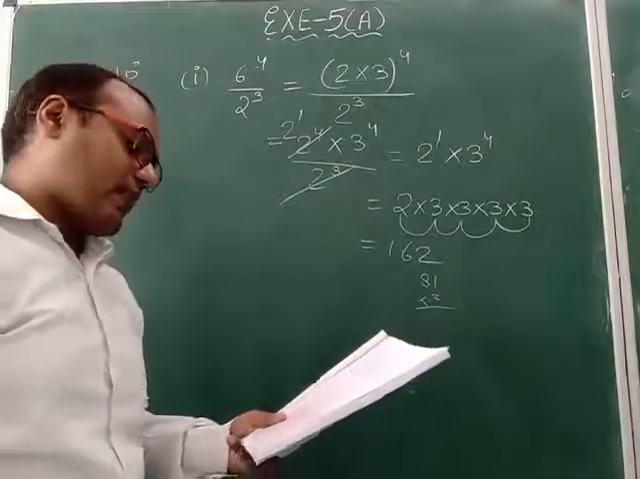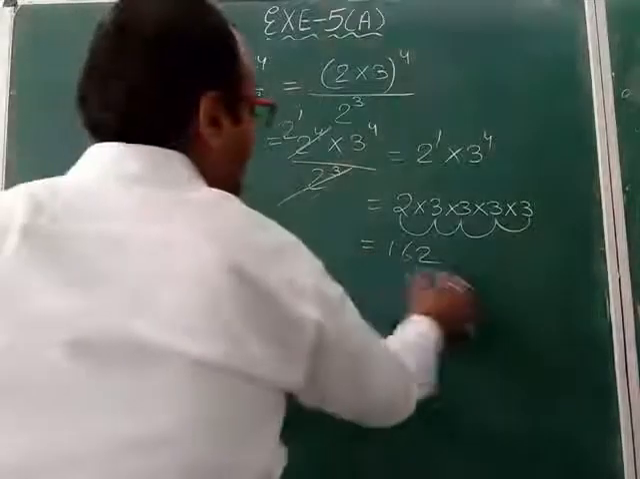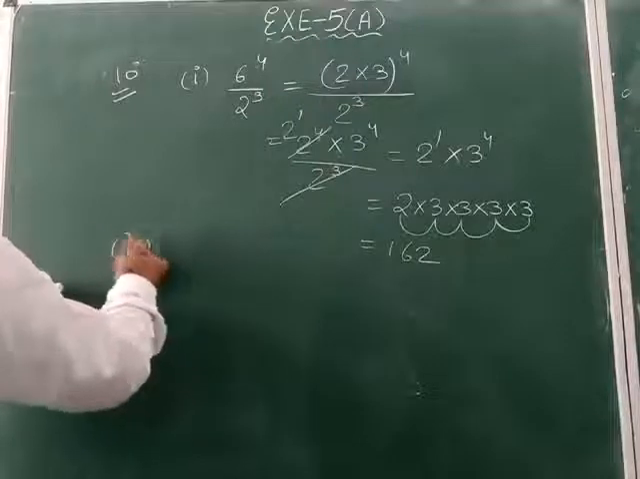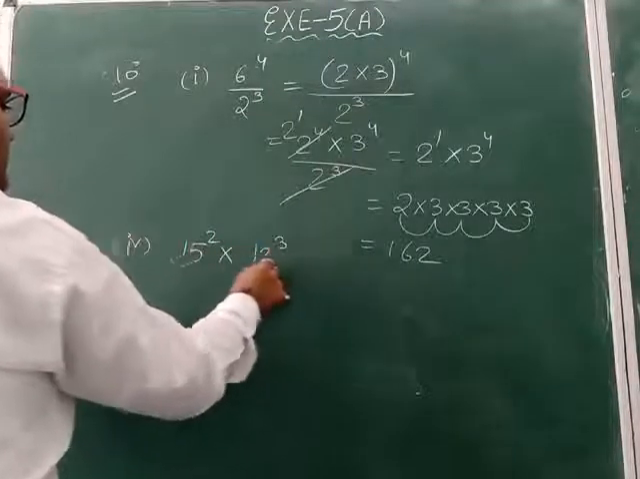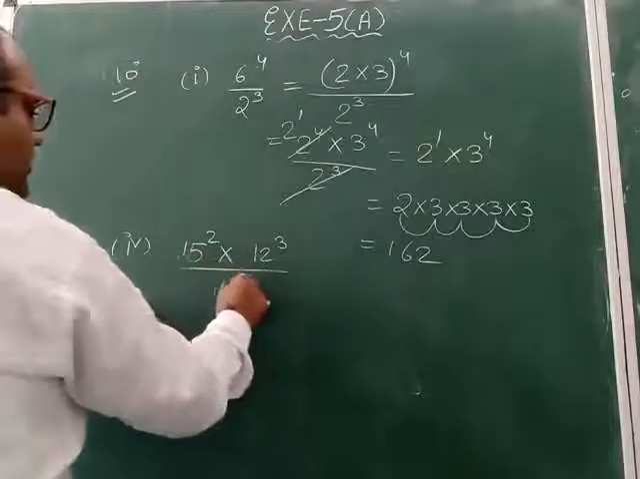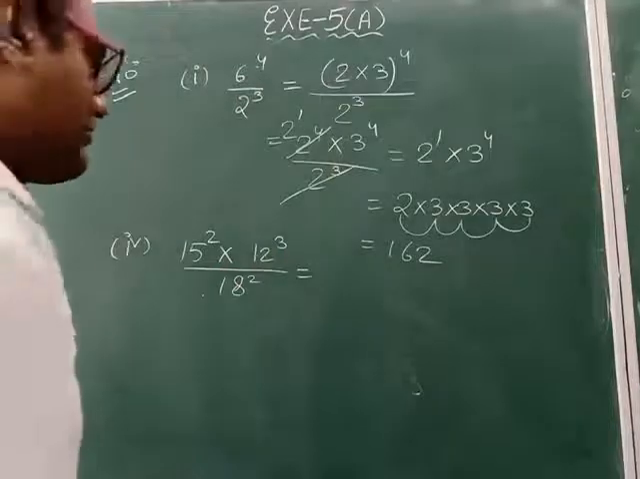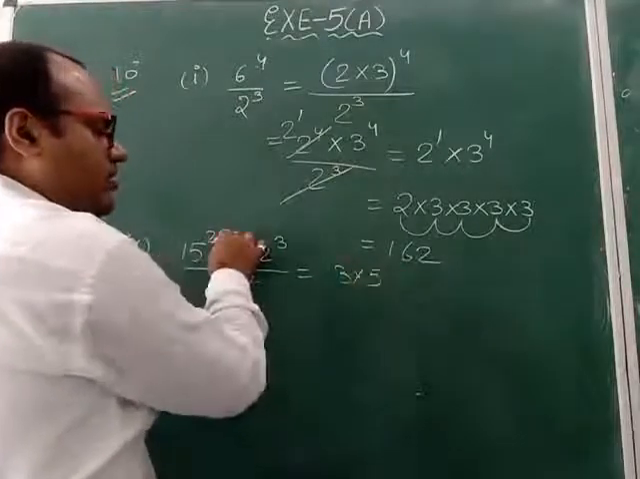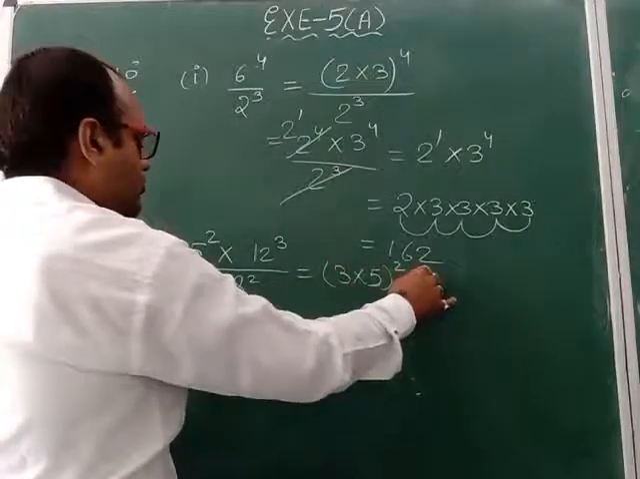Now next, part number 4, fourth part: 15 power 2, 12 power 3, 18 power 2. 15 prime factor we will take, then we will get 3 multiply 5. But 15 power 2 is there, so what we will do? Whole power we will take 2.